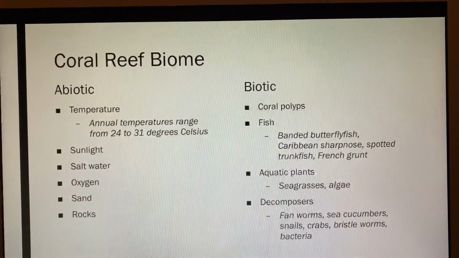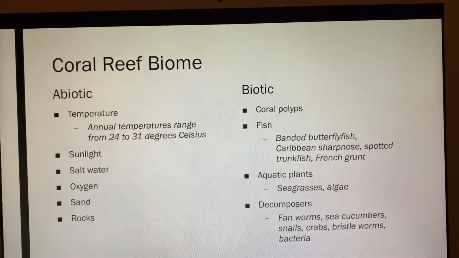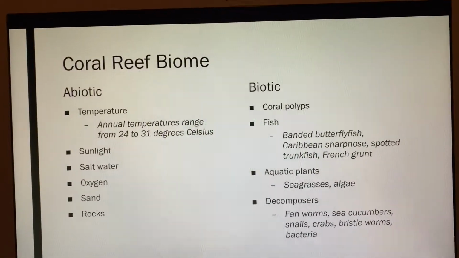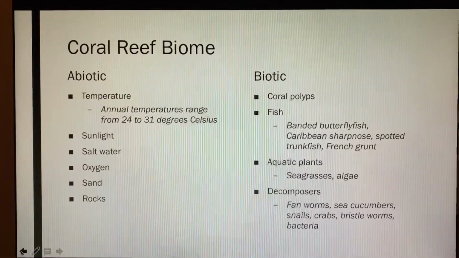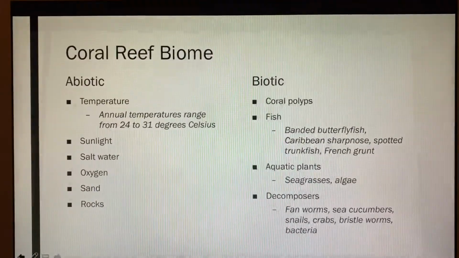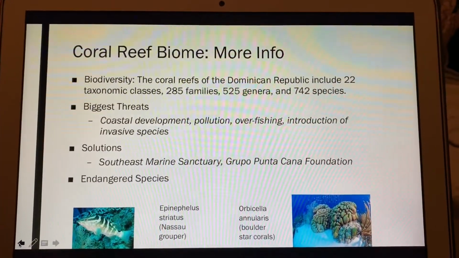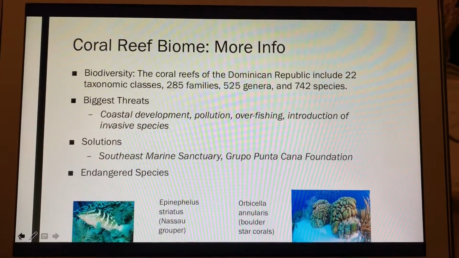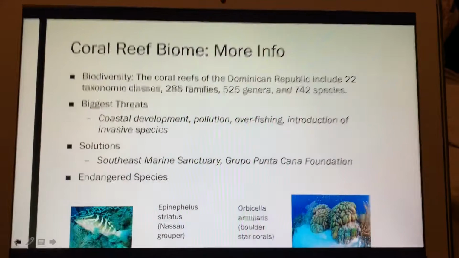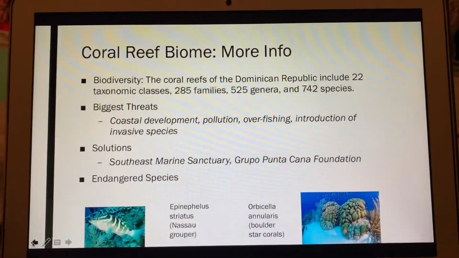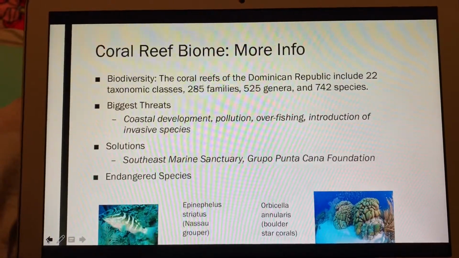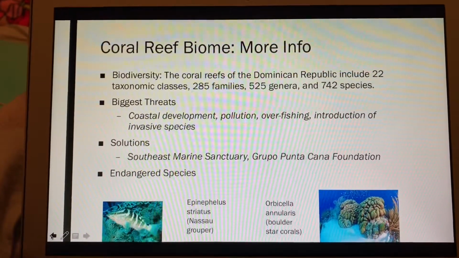Some aquatic plants include seagrasses and algae. Decomposers include fanworms, sea cucumbers, snails, crabs, bristleworms, and bacteria. Some more information on this biome, biodiversity. The coral reefs of the Dominican Republic include 22 taxonomic classes, 208 families, 525 genera, and 742 species.